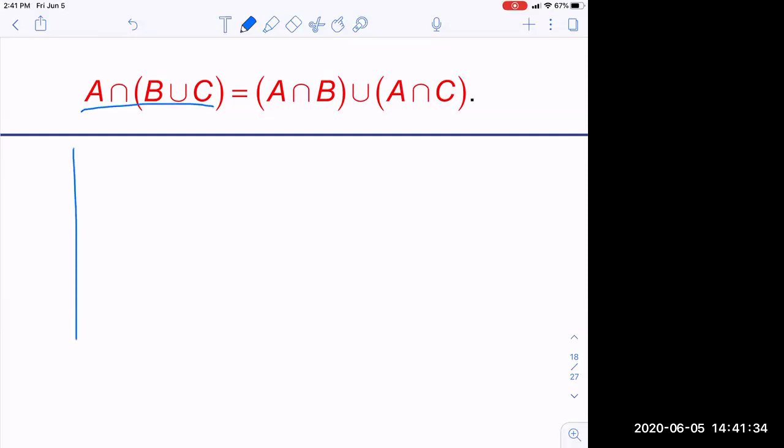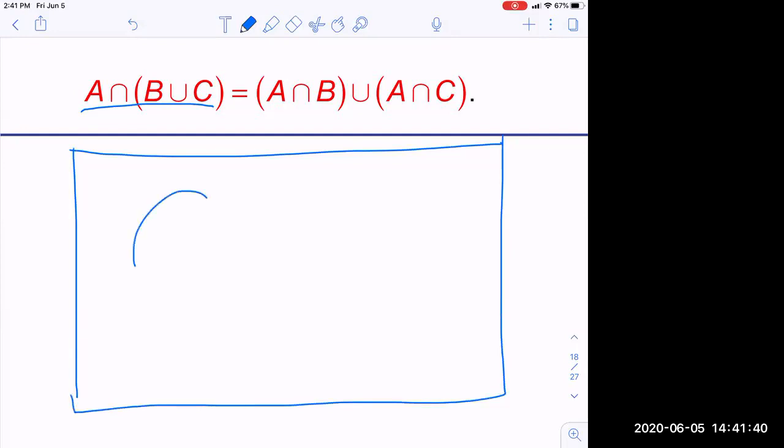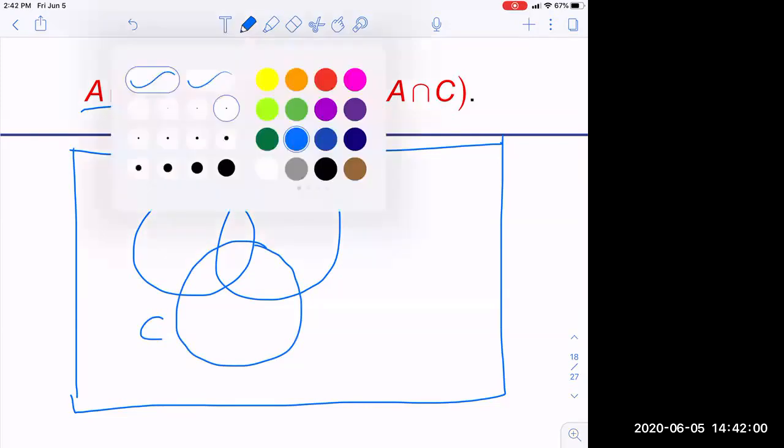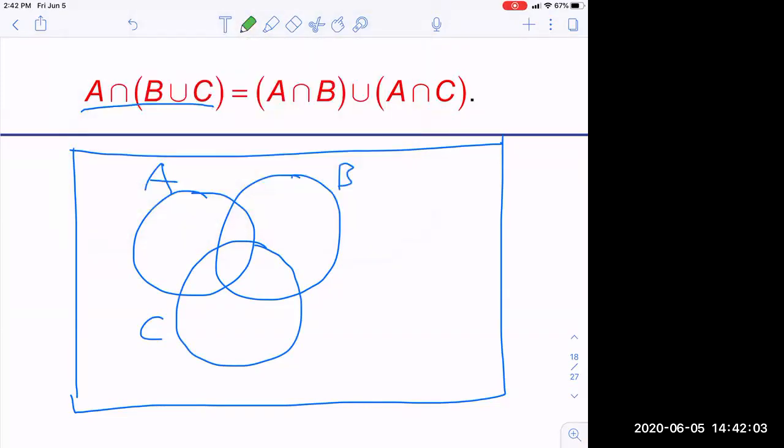Now, when we do 3 sets like this, we always set them up A, B, and C. Notice we have intersection all over the place. So let's do inside the parentheses. Let's shade B union C, and let's do that with green. So B union C is everything in C, everything in B, or both. We get the intersection there.